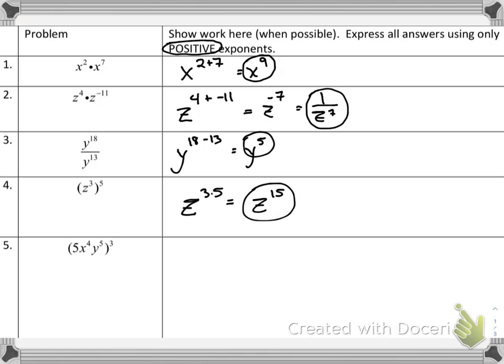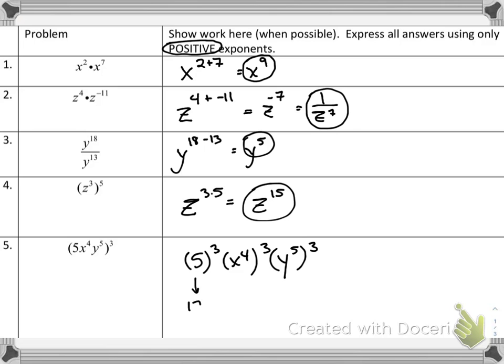Number 5 is also an application of the power rule. However, we have to make sure that every single thing in the parentheses is being raised to the 3rd power. We start with our constant, which is 5. So 5 to the 3rd power, and then we have x to the 4th, raised to the 3rd power. We have y to the 5th, raised to the 3rd power. So again, the coefficient, 5, as well as all the variables, are getting raised to the 3rd power.